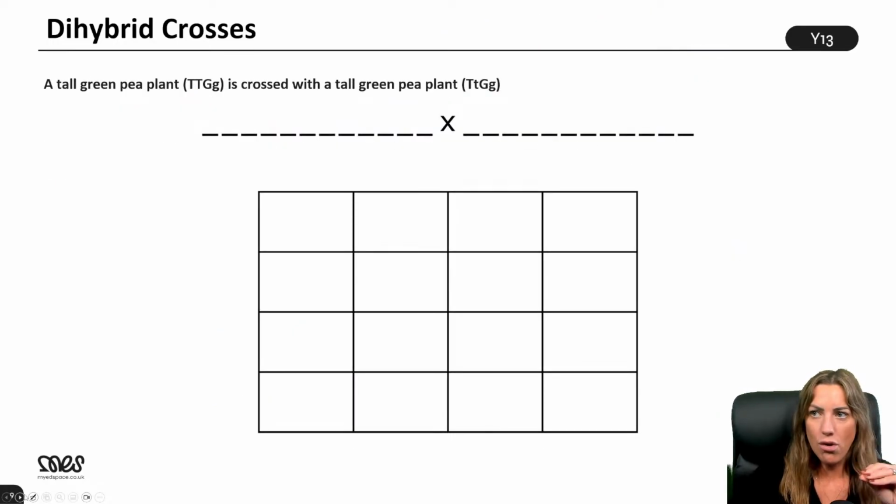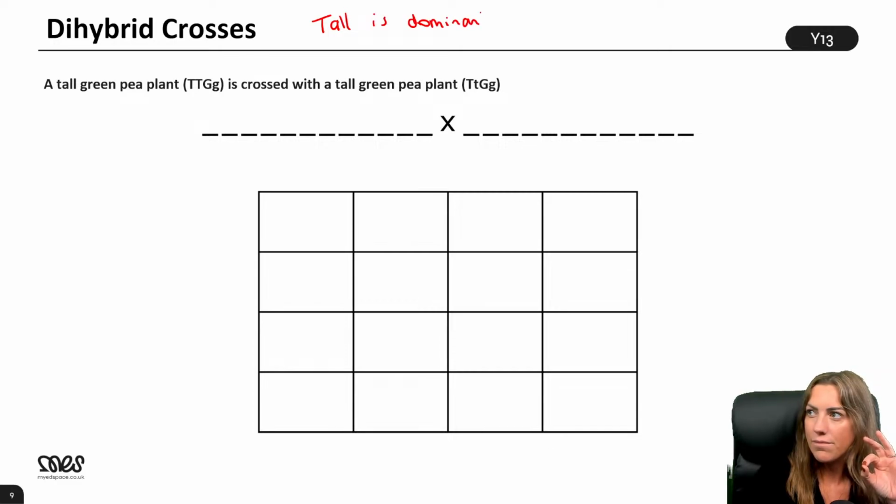So we are going to cross a tall pea plant. Let me just, so tall is dominant, obviously. So a tall green pea plant is crossed with a tall green pea plant. Okay.